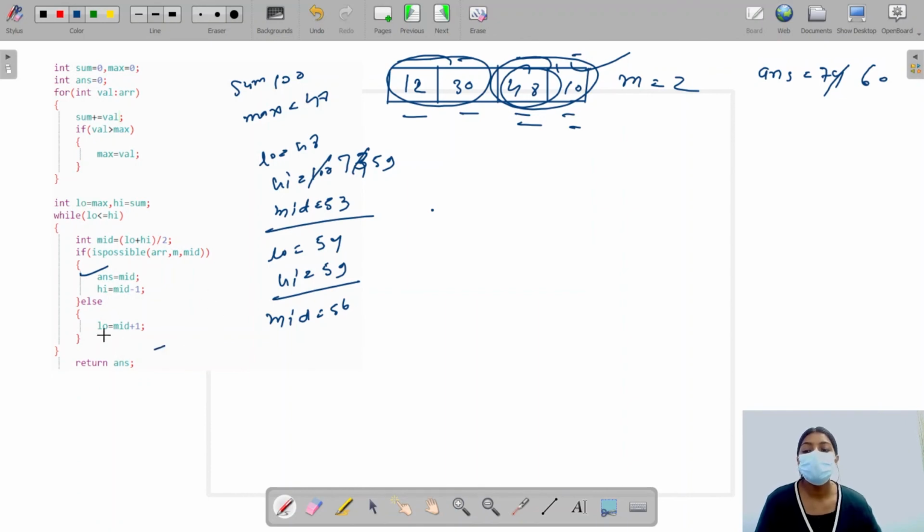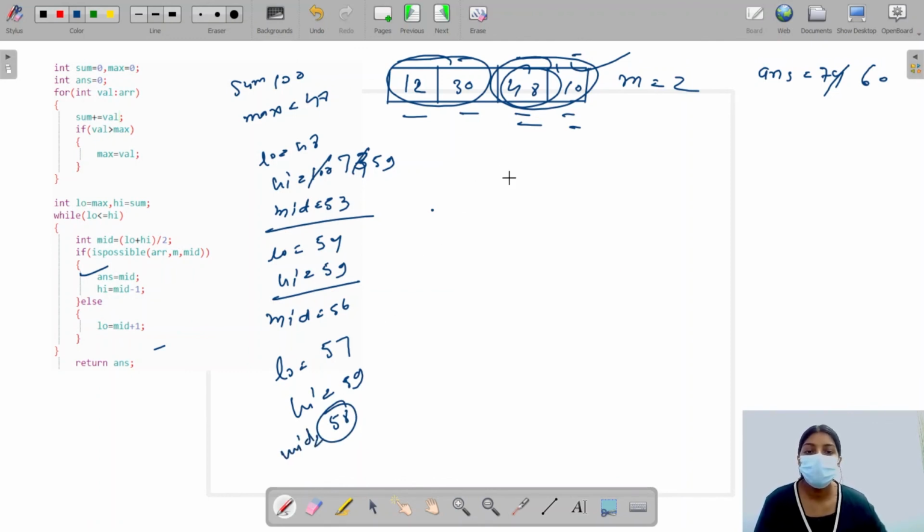It returns false. We increase our low to mid plus 1, so it becomes 57. High is 59. 57 plus 59 is equal to 116. 116 by 2 is equal to 58. All right. So my mid is now equal to 58.